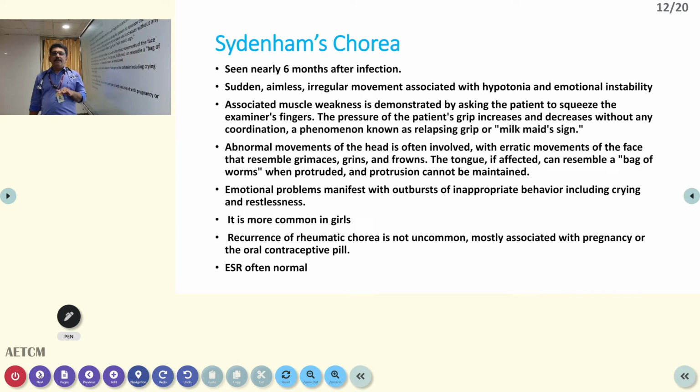So behavior abnormalities are very classical along with this problem. It is mainly seen in female patients or girls. Recurrence of rheumatic chorea is not uncommon, mostly associated with pregnancy or oral contraceptive pills. And remember, ESR is mostly normal during Sydenham chorea alone, but in rheumatic fever, normally ESR and CRP will be very high. But in a patient with Sydenham chorea as a lone manifestation of rheumatic fever, ESR may be normal.